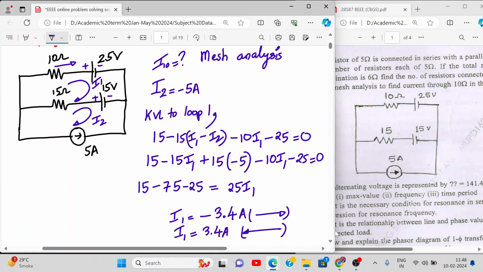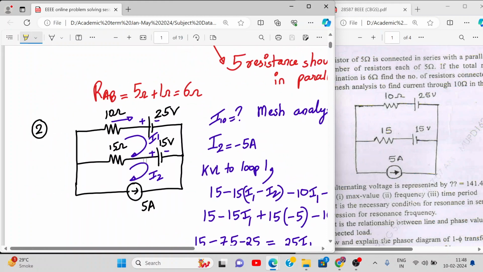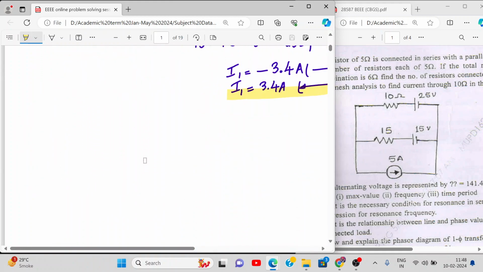Okay, alright. So this was pretty simple. It was a revision of your mesh analysis. Okay, let us go to the next one. This we completed within 5 minutes. Let us go to the third numerical. Are you all ready? You all completed?